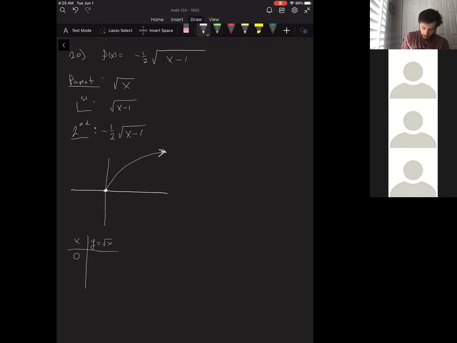If we plug in 0, the square root of 0 is 0. So we see that at the origin, we have the point 0, 0. Plug in 1, the square root of 1 is 1. So we know that there's 1, 1 on there. We want to plug in a point that we could take the square root of easily. So maybe we could plug in 9. Square root of 9 is 3. So we have this point over here at 9, 3. So here are 3 points on the graph of square root of x. So let's move on to the first thing, square root of x minus 1.